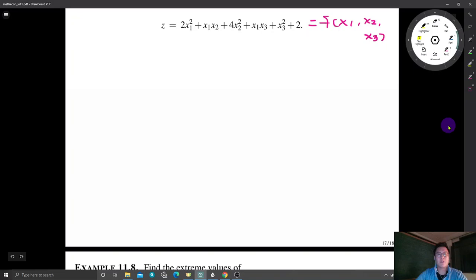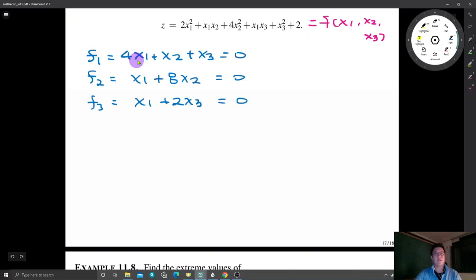So we have f sub 3, finally. Constant, constant, constant. x1 times x3 becomes x1. x3 squared becomes 2x3, and 2 is a constant. Then we set them equal to 0, 0, 0. That comes up with linear equations, a system of 3 linear equations.